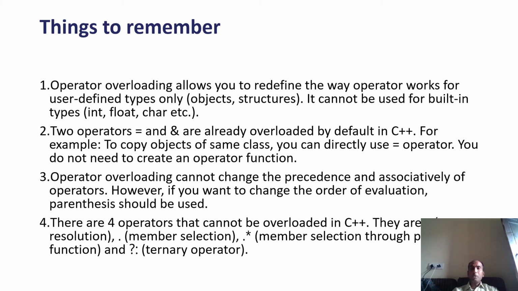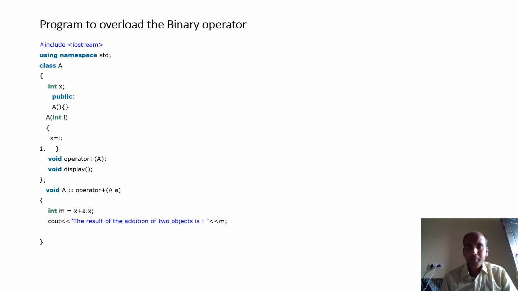Operator overloading cannot change the precedence and associativity of the operator. And there are 4 operators which cannot be overloaded. The list I have shown you in the previous slide. Now you can overload binary operators also. So let's take an example.